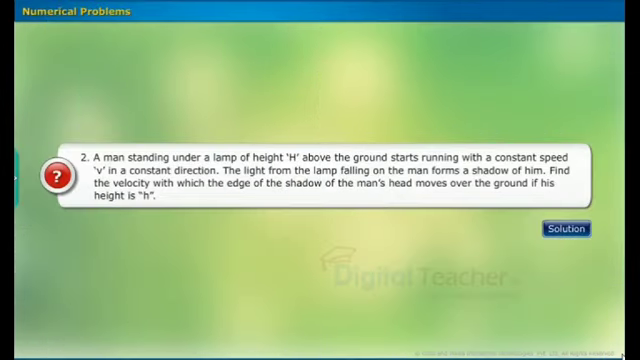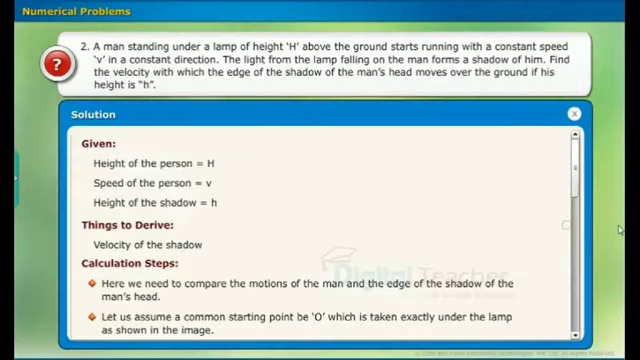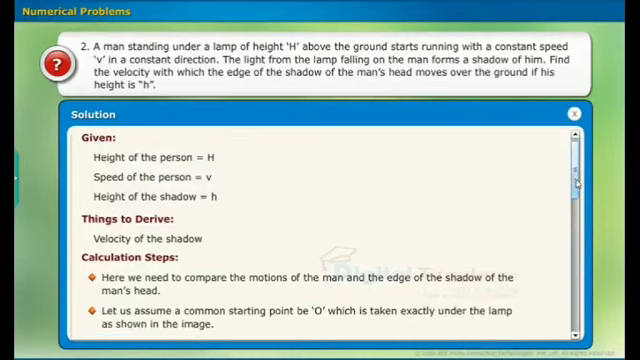See this example. A man standing under a street lamp of height h above the ground starts running with a constant speed v in a constant direction. The light from the lamp falling on the man forms a shadow of him. Find the velocity with which the edge of the shadow of the man's head moves over the ground if his height is h. Observe the solution.